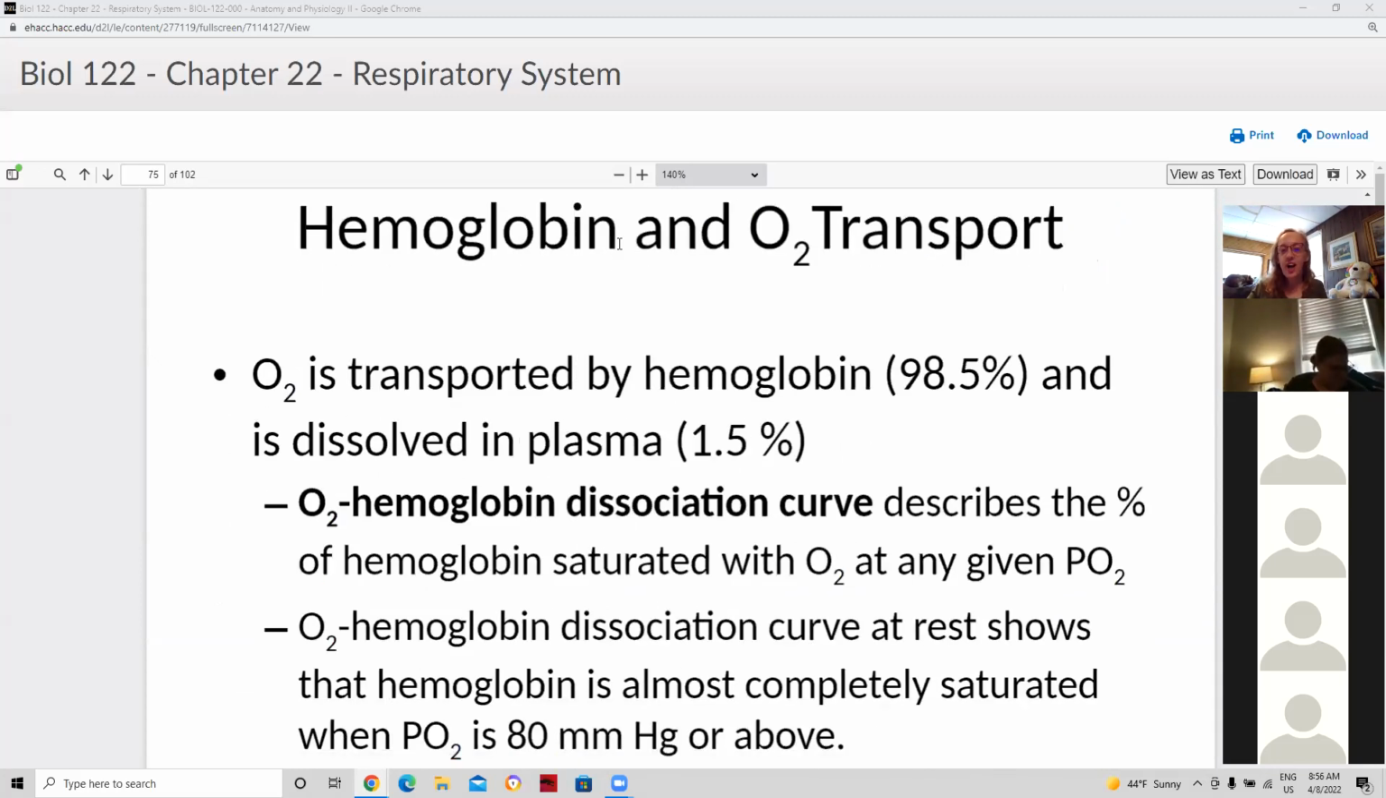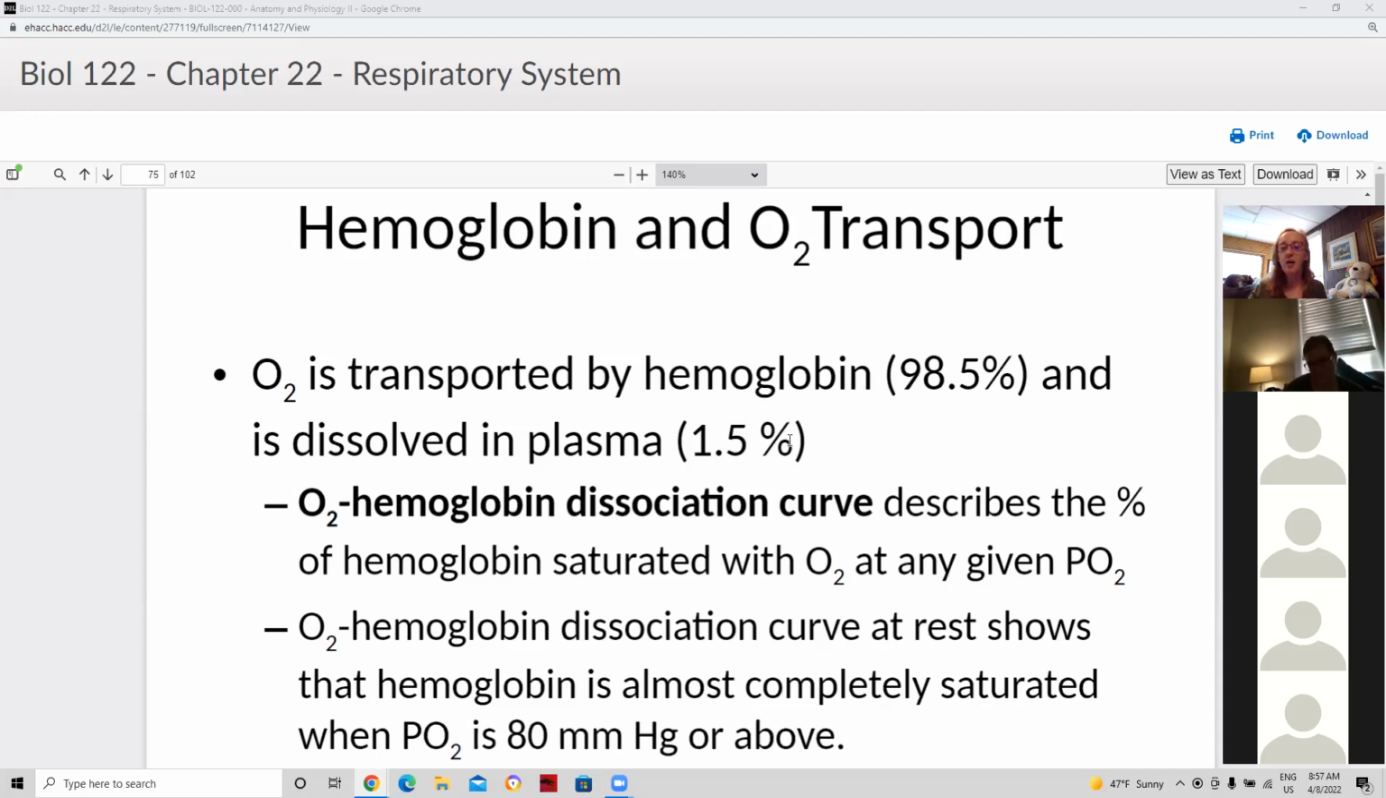Oxygen is transported by hemoglobin, and the saturation is about 98.5%. And it is dissolved in the plasma, but it's not very soluble in the plasma. And therefore, its percentage in the plasma is about 1.5%. The oxygen hemoglobin dissociation curve describes the percentage of hemoglobin saturated with oxygen at any given partial pressure.